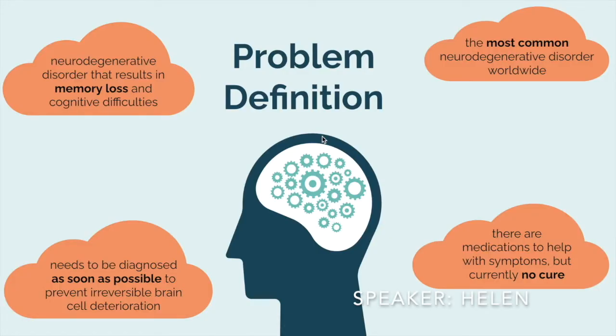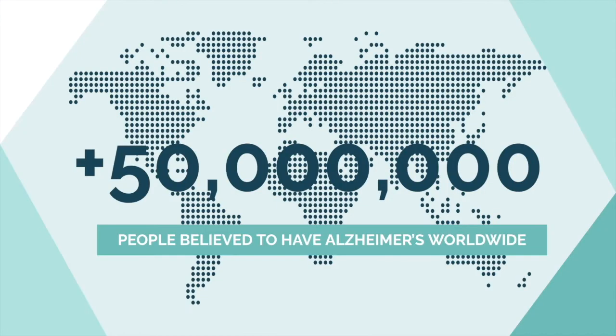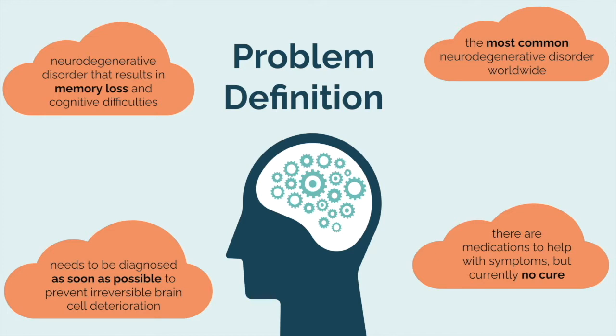So why are we eager to refine a better diagnostic process for Alzheimer's disease? First of all, being a neurodegenerative disease that results in memory loss and cognitive difficulties, Alzheimer's disease is currently the most common neurodegenerative disease worldwide. It is estimated that around 15 million people suffered from it. Besides, although there are medications to help with symptoms, currently there is no cure. Therefore, accelerating and refining the diagnosis can help save countless patients from irreversible brain deterioration.